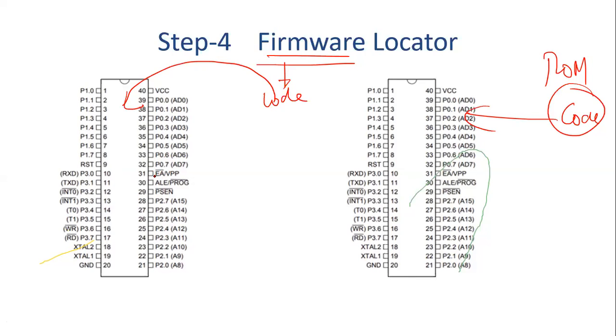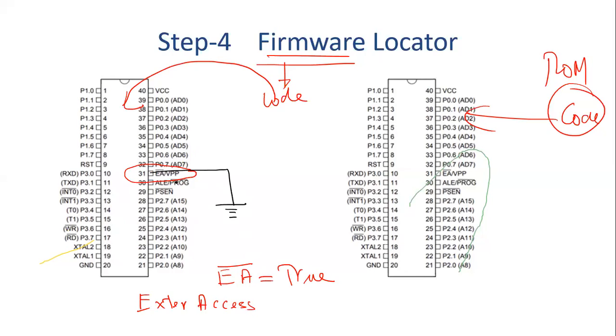So this particular pin, the external access pin, pin number 30, is called external access. If you see, there is a bar on top of this, EA bar. If EA bar is true, when do I make it true? I make it true by connecting this pin to the ground pin. Because this is an active low line, if I connect this line to ground, EA bar becomes true. So external access becomes true. External access becomes true means what? The microcontroller will fetch the source code from external ROM.